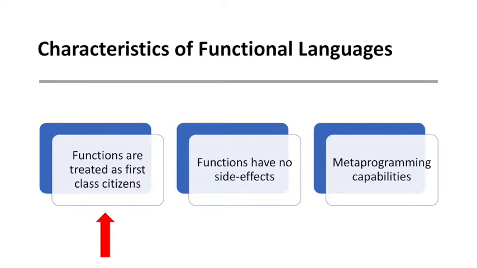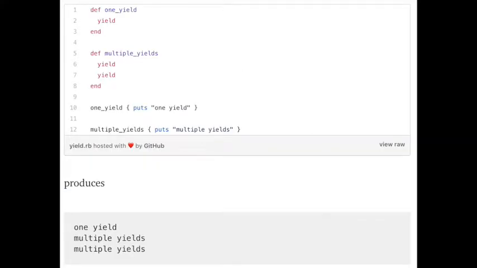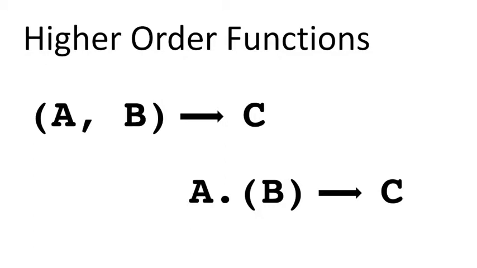Kotlin is a functional language, and one characteristic of a functional language is that functions are also able to treat functions as data. You can pass a function as a parameter, which is really powerful. Ruby facilitates higher order functions with yield, which involves passing a block to a method. In Kotlin, the equivalent of block code is known as lambda functions, indicated by the pattern A, B goes to C, or A dot B goes to C.